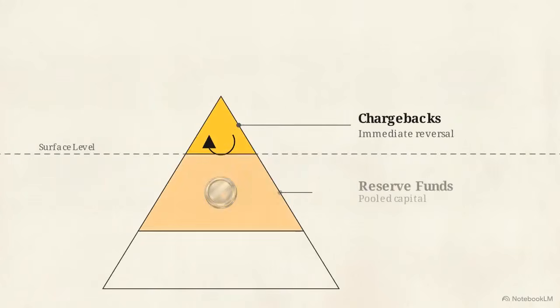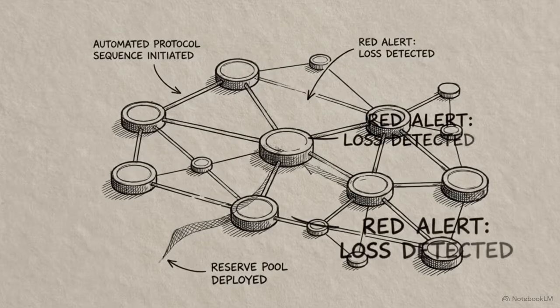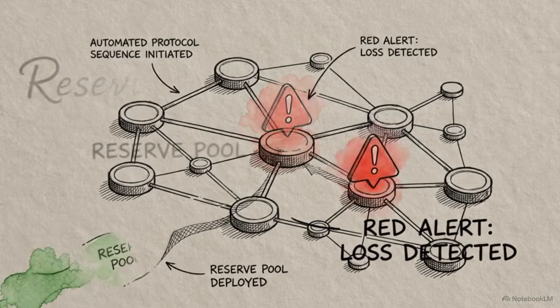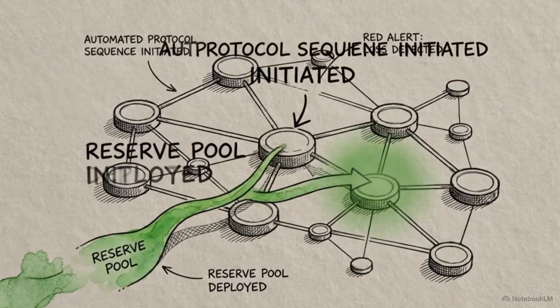This pyramid shows how reserve funds and insurance layers sit beneath the surface, ready to cover losses so the people using the network don't have to. This structure ensures that if a criminal manages to slip through, the financial impact is absorbed by the network rather than by the individual users.